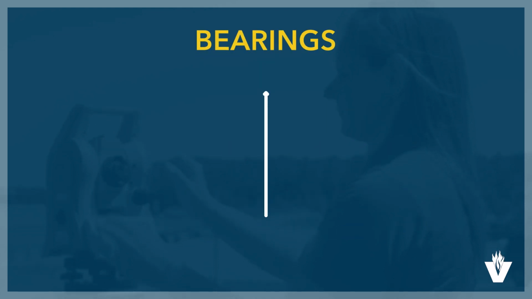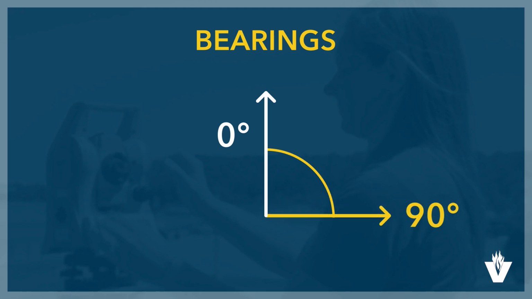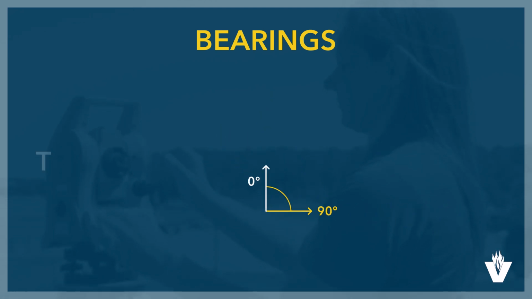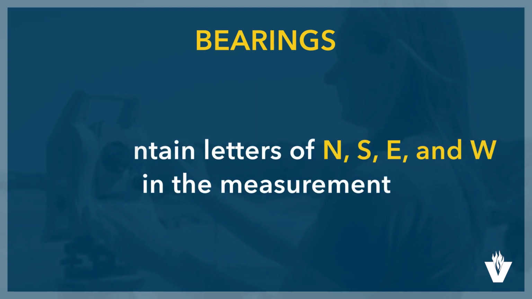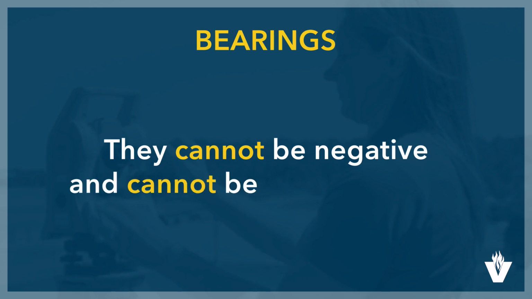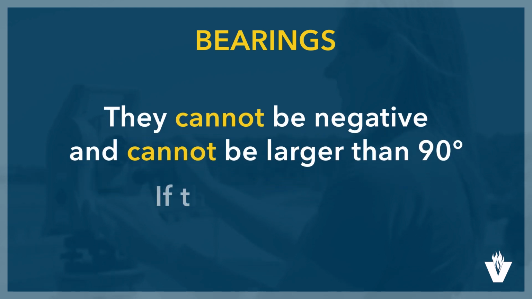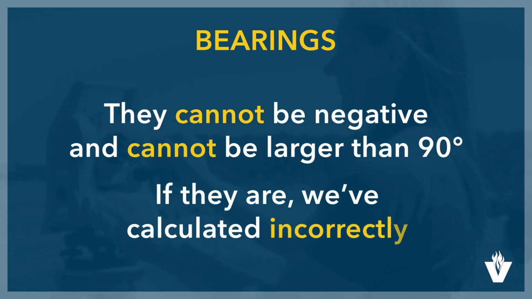Bearings range in size from 0 degrees to 90 degrees. They are measured east or west, away from north or south. They contain letters of N, S, E, and W in the measurement. They cannot be negative and cannot be larger than 90 degrees. If they are, we've calculated incorrectly.